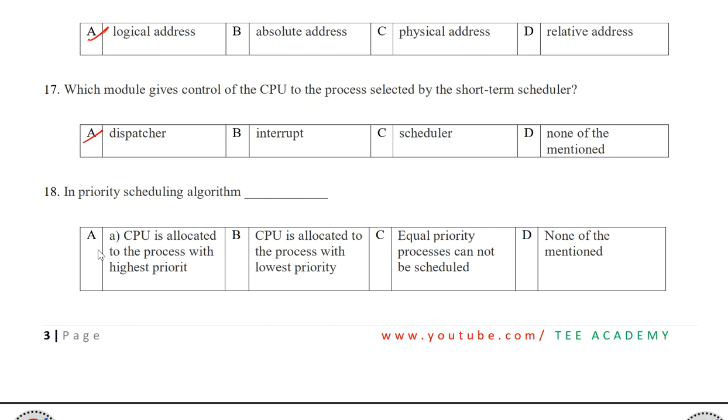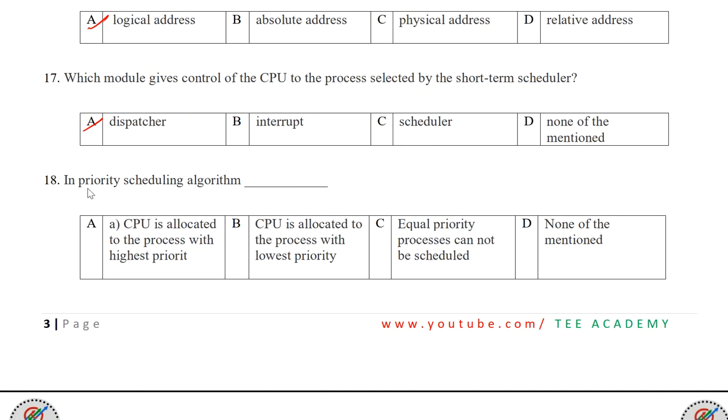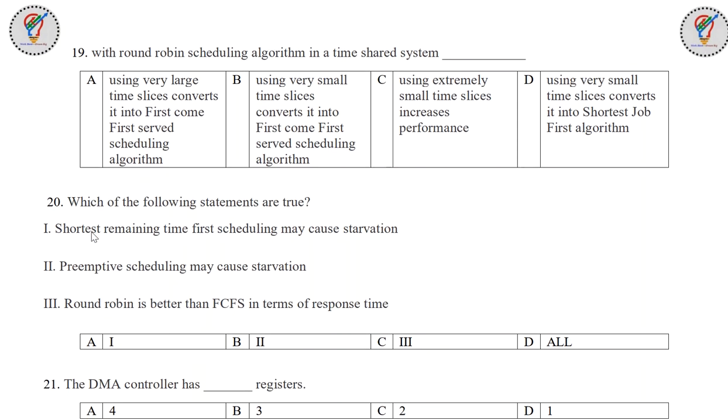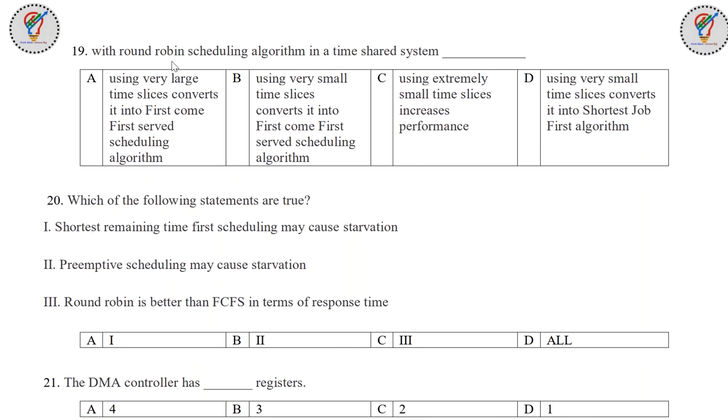And the next question, 18th question here. In the priority scheduling algorithm, a CPU is allocated to the process with highest priority. So the 18th one is the right answer. And the next one, 19th question, with round robin scheduling algorithm in a time shared system, using very large time slices converts it into first come first served scheduling algorithm. So answer A is the right option.